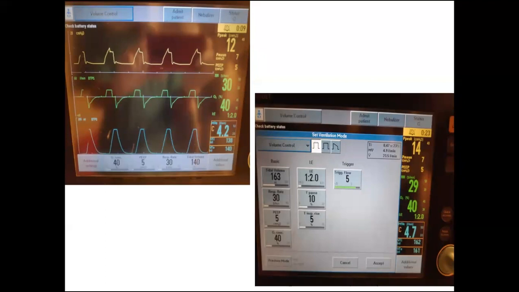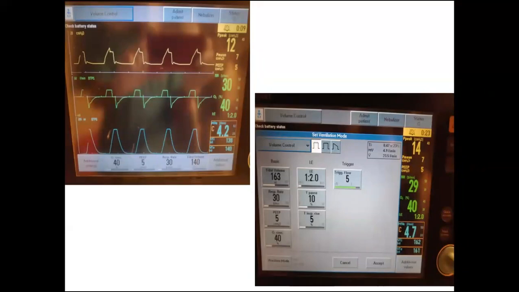Pressure cannot be controlled. To reach the pressure is not under our control, so it can cause barotrauma. So what is the main advantage of pressure control? It prevents barotrauma. We can avoid barotrauma.